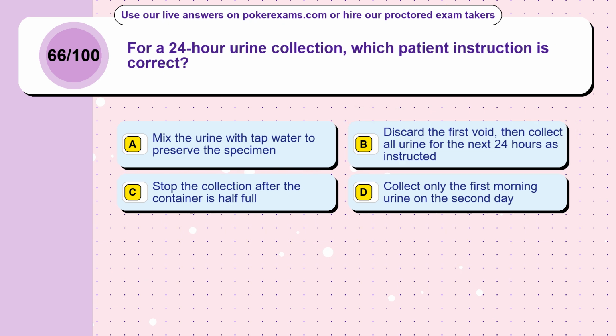Question 66. For a 24-hour urine collection, which patient instruction is correct? Option A. Mix the urine with tap water to preserve the specimen. Option B.